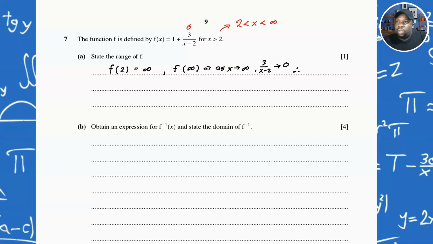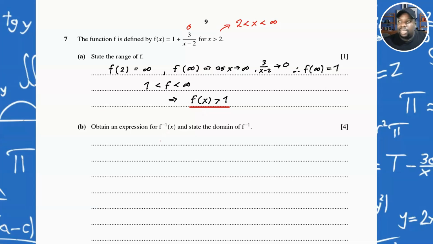So therefore, f of infinity should actually give us 1. All right. So what we actually have is 1 to infinity. And better written, this is f of x is greater than 1. So I'll take this to be the range of f right here. Okay, let's move on to part B.